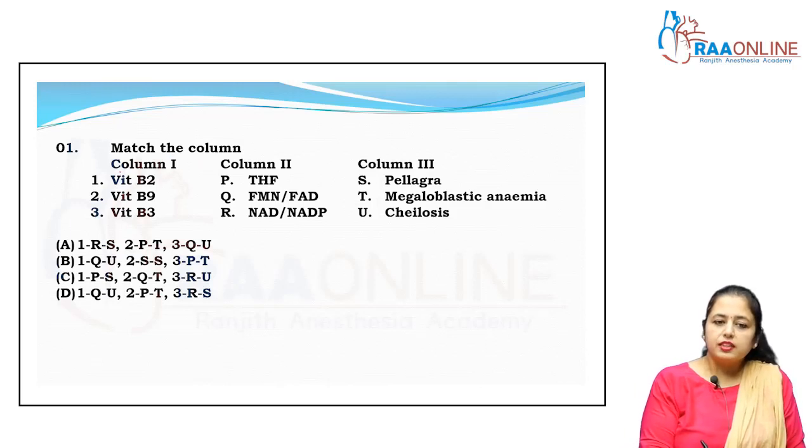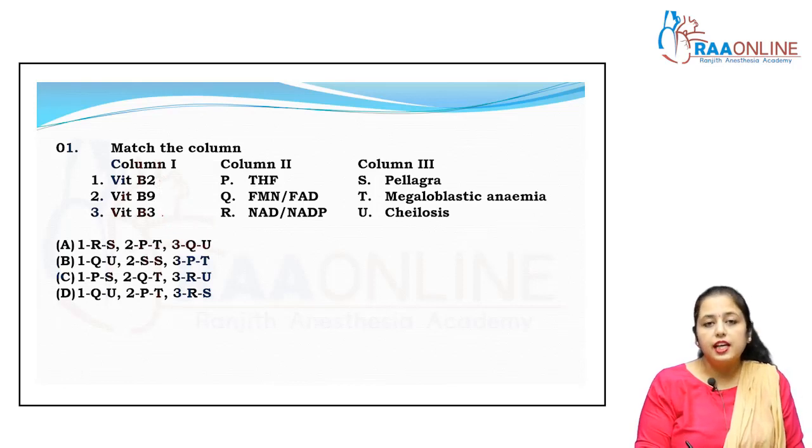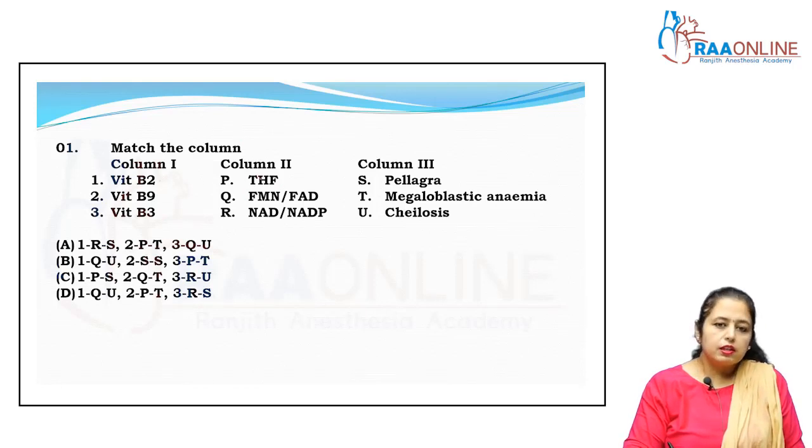Match the column. In column 1 there are some vitamins: vitamin B2, that is riboflavin, B9, that is folic acid, B3, that is niacin or nicotinamide, right? In column 2 are the factors related with these, and the diseases related with that.